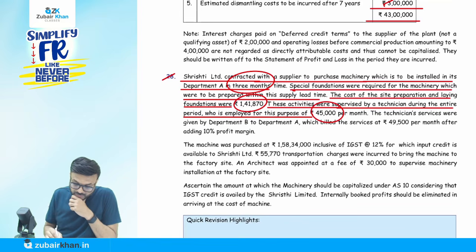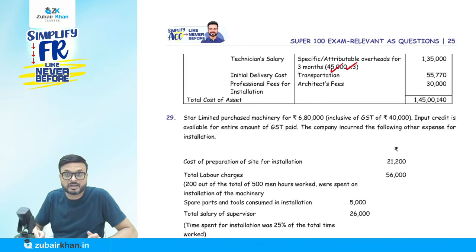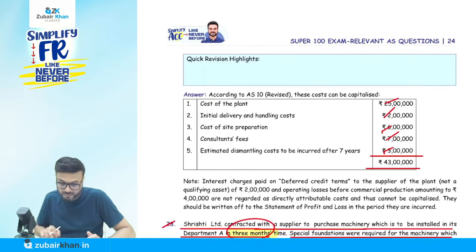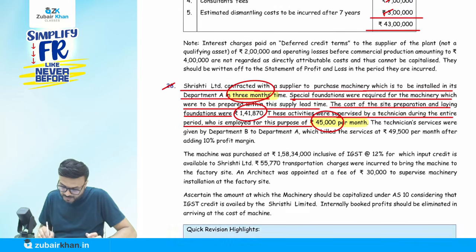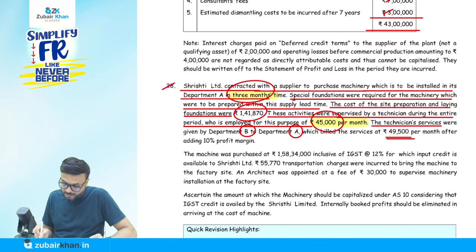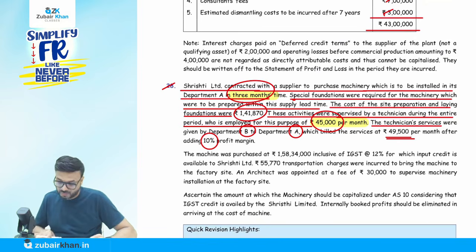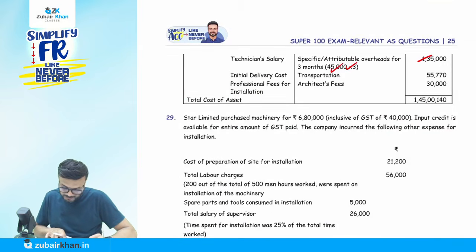That is part of the cost of the PPE. 45,000 per month, for how many months? 3 months. So 45,000 multiplied by 3 will come to 1,35,000. Now they say the technician services were given by department B to A, which billed the service at 49,500 per month after adding 10% profit margin. So what I told you is that the profit margin we cannot add here. Okay, so what is going to happen here now? Just give me a minute.